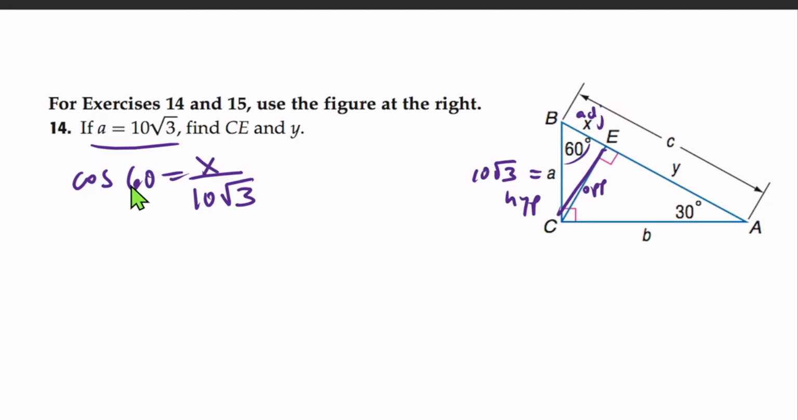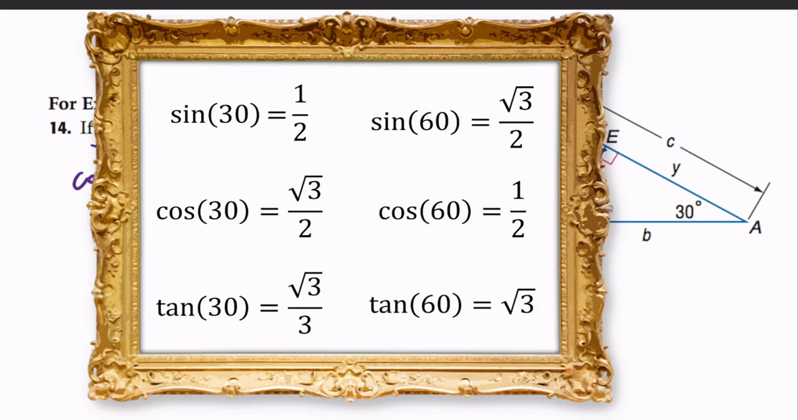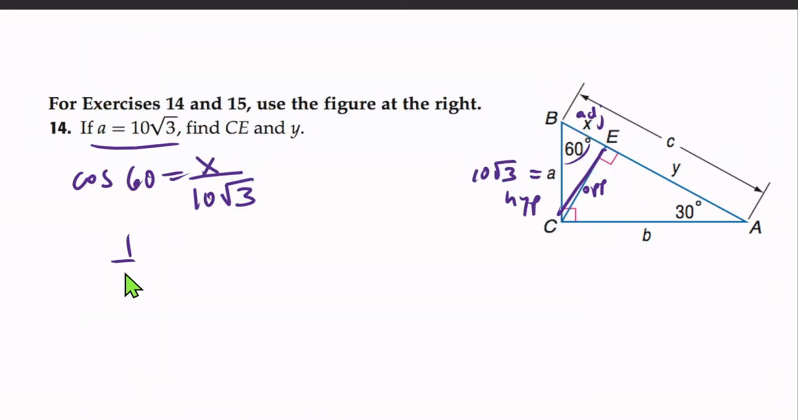And the cosine of 60 is 1/2, right? And so 1/2 equals x over 10 square root 3. Cross multiply, divide by 2. You should just show your work a little bit and get x equals 5 square root 3. Once you know that x is 5 square root 3, okay, cool.